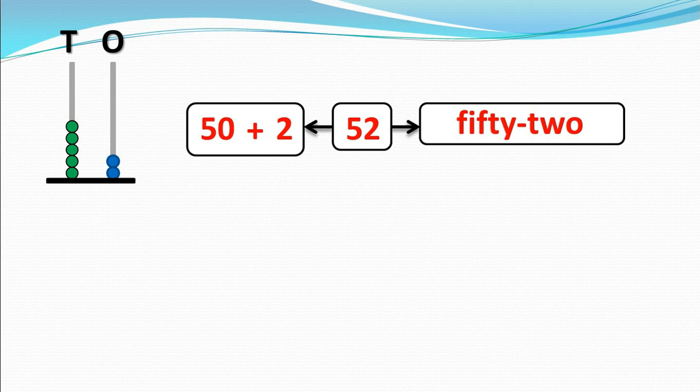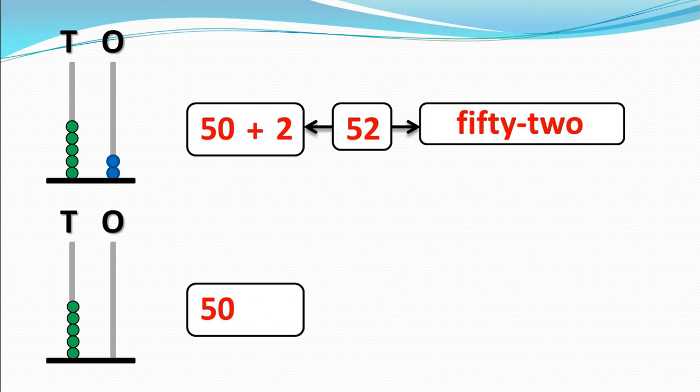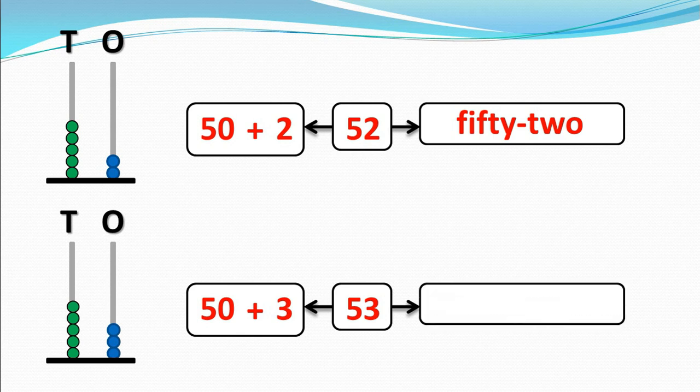Now this abacus has 5 beads on the tens rod, which means 50, and 3 beads on ones, which means 3 ones. Now add them. 50 plus 3 equals 53 and the number name 53.